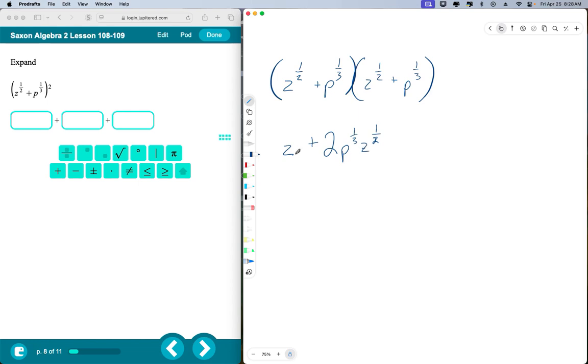All right, that's a z. That's a z. And then you have p 1/3 times p 1/3. That's going to be p to the 2/3. That's going to be your answer.